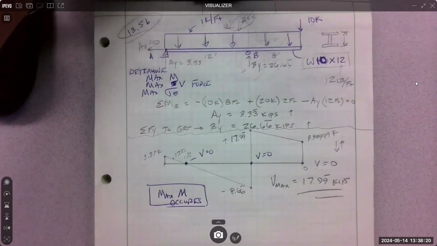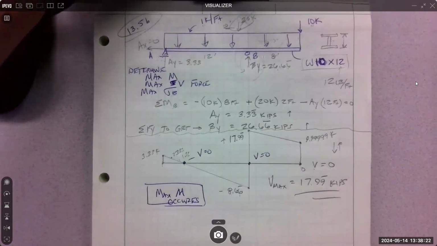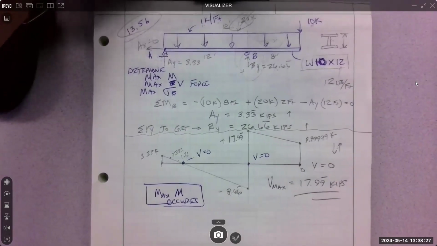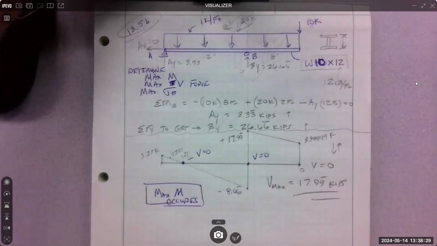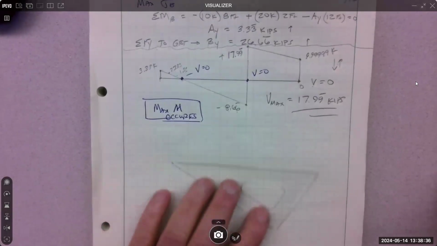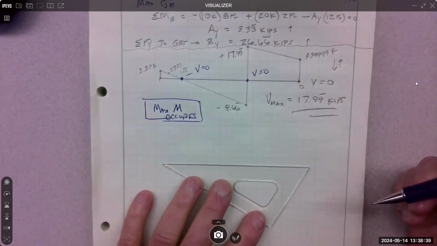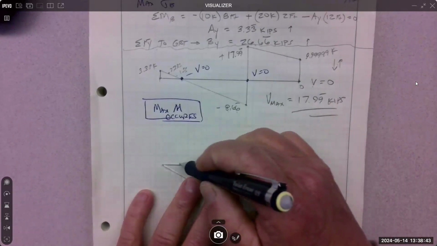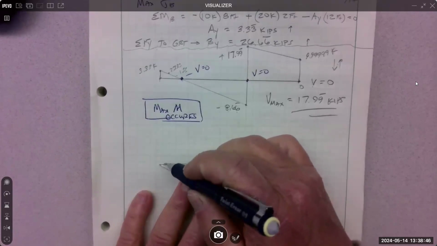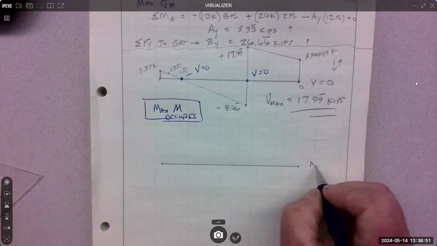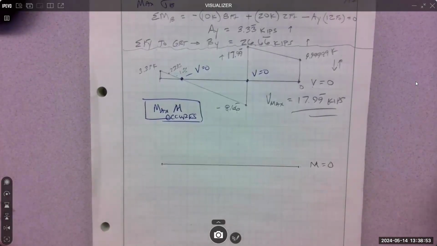Are we good? Ready for the moment diagram? This will blow your socks off a little bit because this would not be a beginner moment diagram. This would be a little bit of a more advanced moment diagram. But I'm like, heck, my students are solid. They can do this. Same thing, starts with a straight line, the length of the beam. It is your M equals 0.